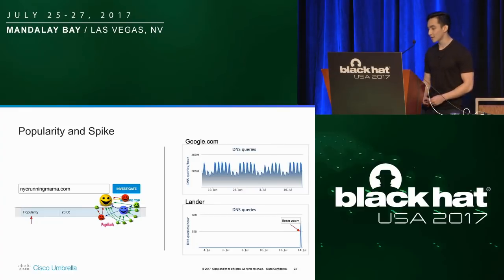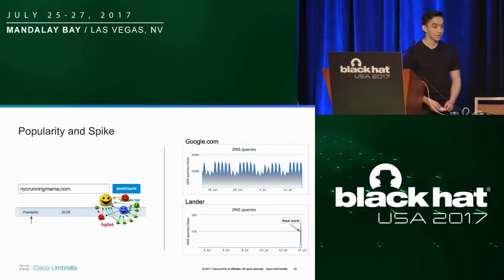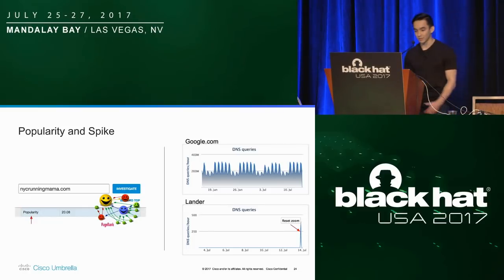Another one of the interesting things that we can look at for filtering is the DNS query volume that these domains receive. So for something like google.com, you'll see a huge amount of volume over a large period of time, and it's very periodic in its graph. With something like an exploit kit lander, you'll see a dramatic spike preceded typically by either zero or no queries before it.